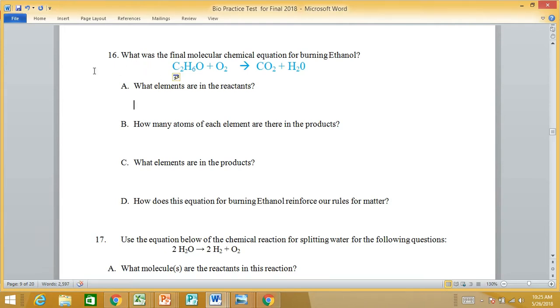What elements are in the reactants? Well, we've got C, H, O, right? This is our reactant side, the things that react. How many atoms of each element are there in the products?